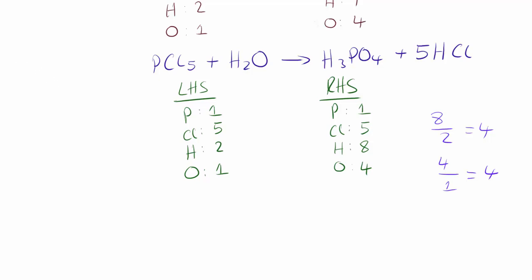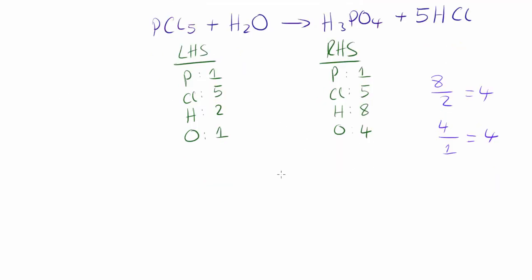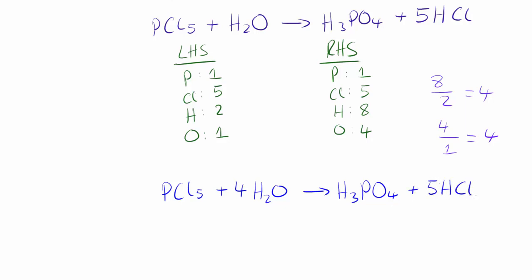So this is what I'm going to do. If I do that now, I'm going to write PCl₅ plus 4 H₂O, and then that's going to produce H₃PO₄ plus 5 HCl, right?